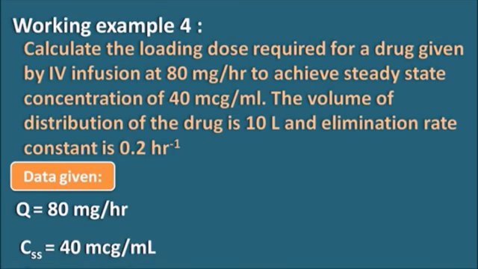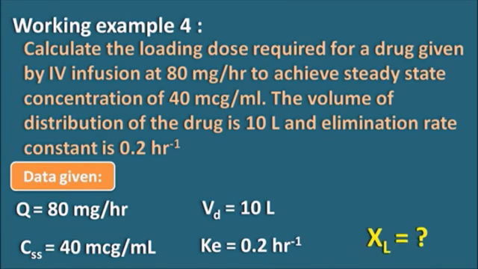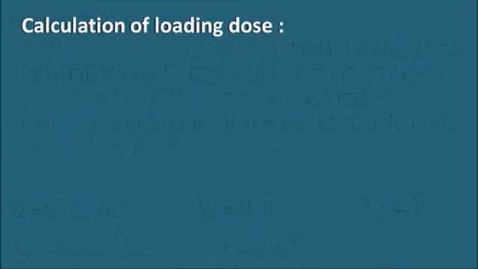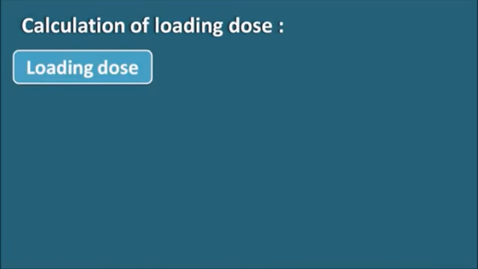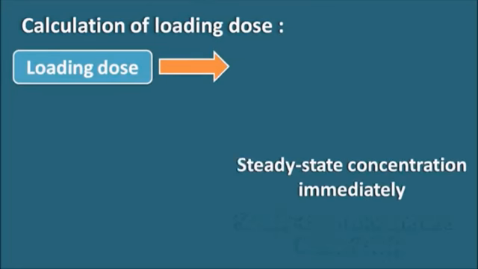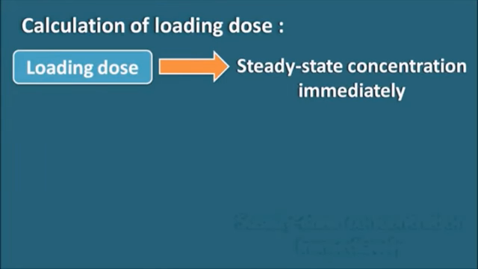So loading dose equals the steady state concentration immediately. So loading dose is directly proportional to the desired CSS. In other words, XL equals CSS into VD. You have to multiply the concentration with the volume, then only can we calculate the loading dose.